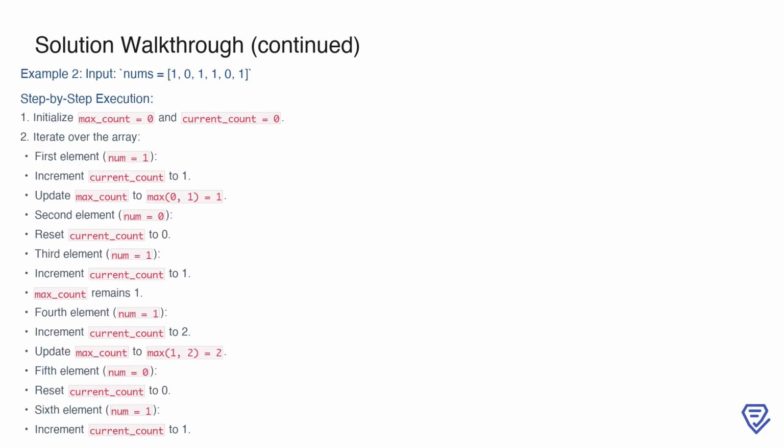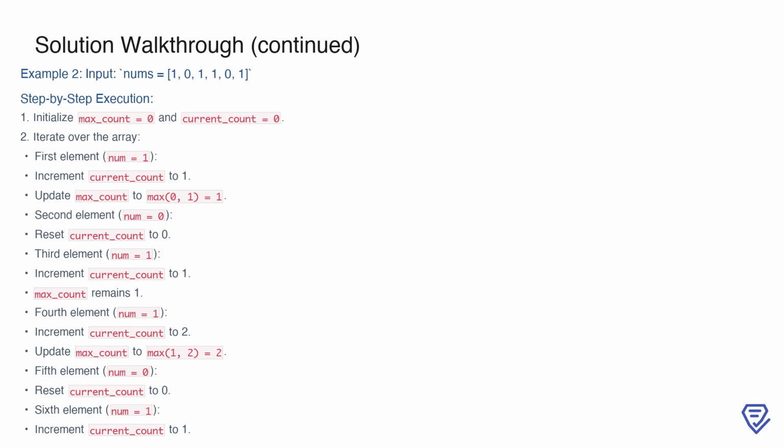Now, let's look at another example with the input array nums equals 1, 0, 1, 1, 0, 1. As before, we initialize max_count and current_count to 0. For the first element, which is 1, we increment current_count to 1 and update max_count to the maximum of 0 and 1, resulting in max_count equals 1. The second element is 0, which breaks the streak of ones, so we reset current_count to 0. When we encounter the third element, which is 1, we increment current_count to 1, but max_count remains 1 since the current streak hasn't exceeded the maximum so far.